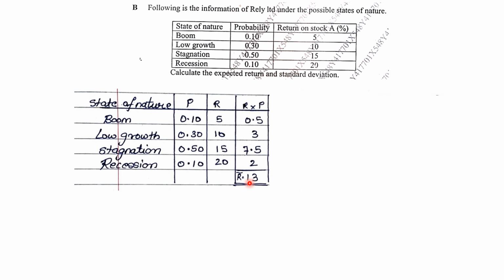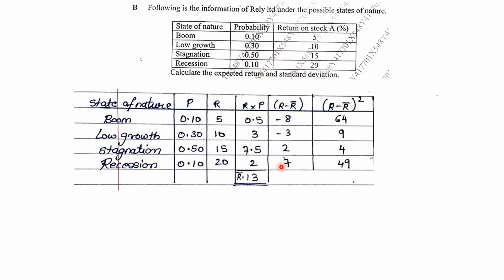So the next column will now be r minus r bar. So 5 minus 13, negative 8, 10 minus 13, negative 3, 15 minus 13, 2, 20 minus 13, 7. Next, r minus r bar the whole square. So negative 8 squared is 64, negative 3 squared is 9, 2 squared is 4, 7 squared is 49. And last step, r minus r bar squared into p, that is the probability.